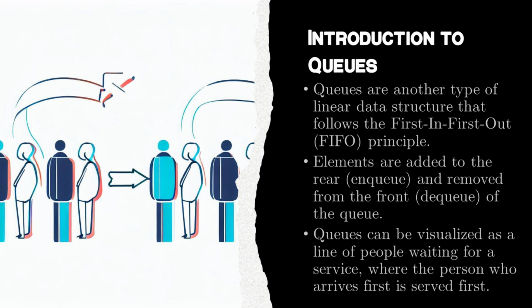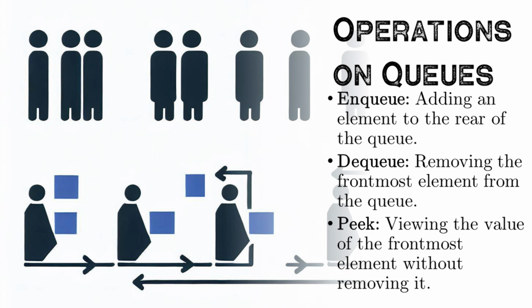Introduction to queues. Moving on to queues, they are another type of linear data structure that follows the first in, first out, FIFO principle. Elements are added to the rear of the queue and removed from the front of the queue. You can think of a queue as a line of people waiting for a service, where the person who arrives first is served first. Operations on queues.